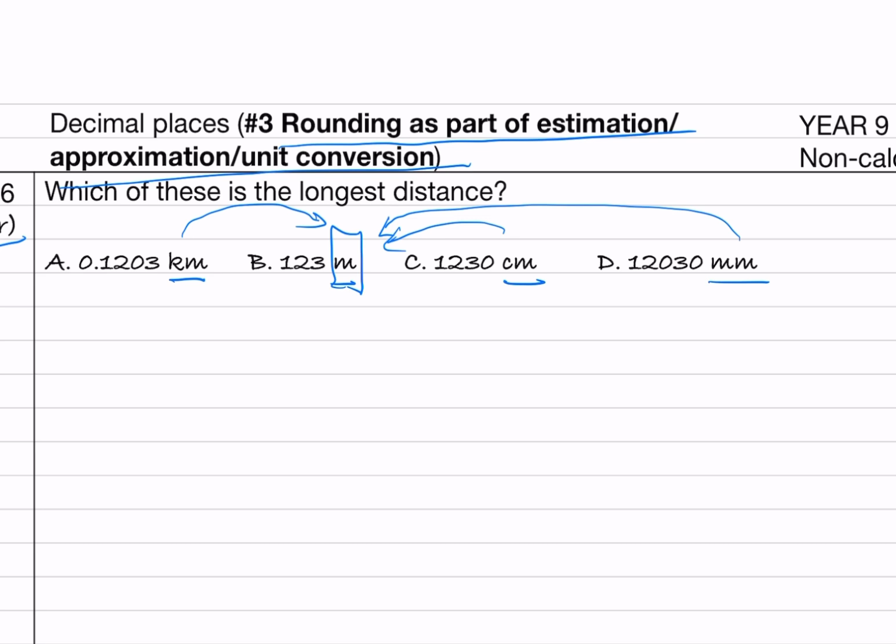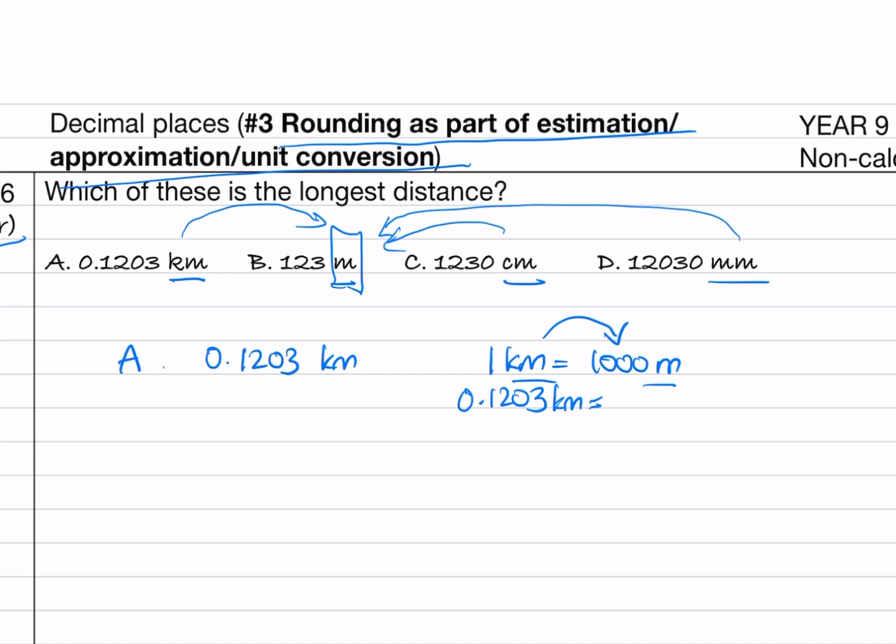I'm going to go one by one. So for A, it is 0.1203 kilometer. I'm just going to copy this. We know that 1 kilometer is equal to 1,000 meters. We want to know how many meters are in 0.1203 kilometers. Well, all you got to do is multiply it. We want to change from kilometers to meters, so we can multiply it by 1,000.